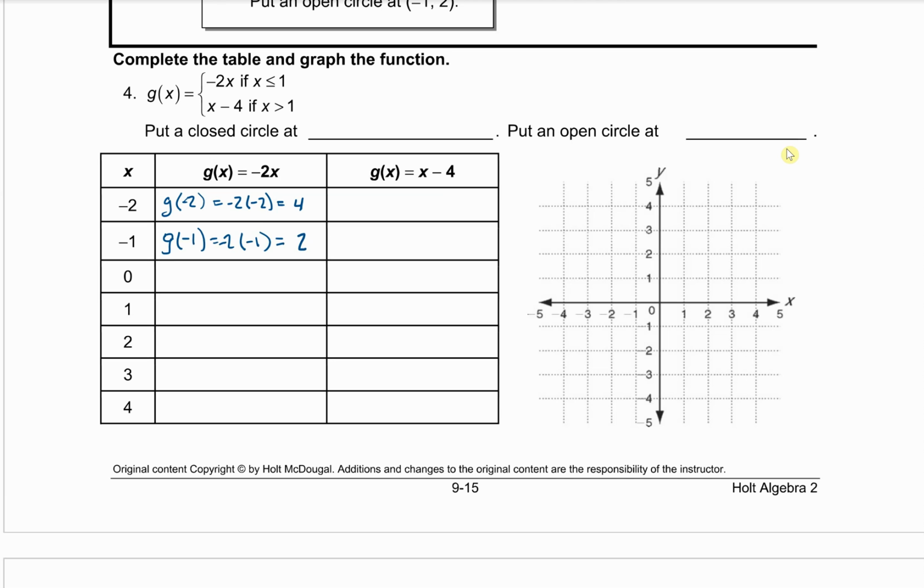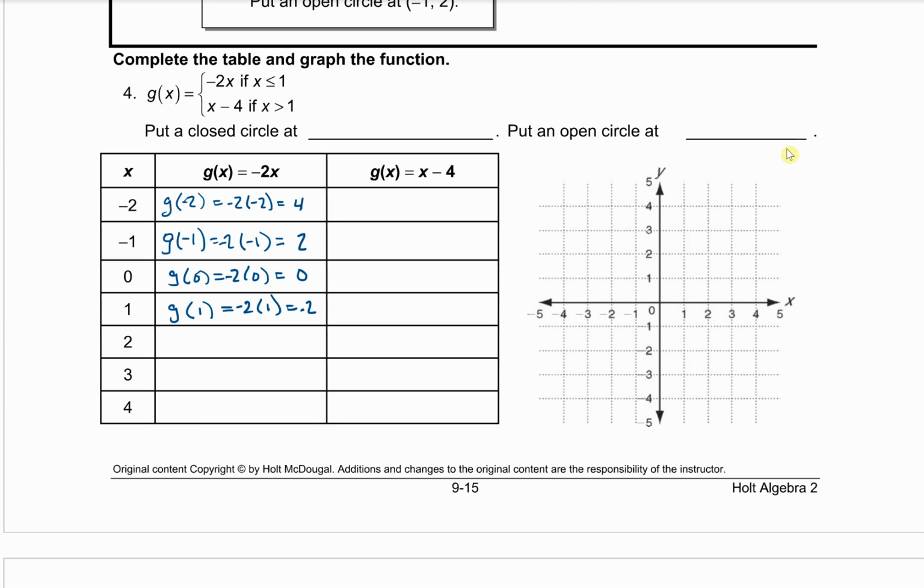That's 2. G of 0, negative 2 times 0. That's 0. G of 1, negative 2 times 1, that's negative 2. But notice, this is where we get that switch, because it's less than or equal to 1, and then it's greater than 1.